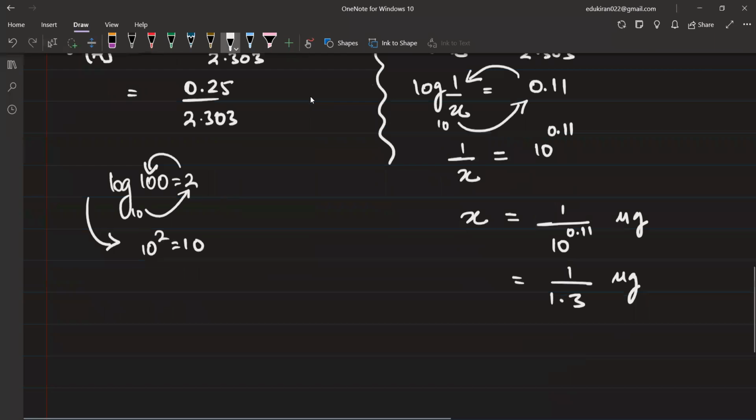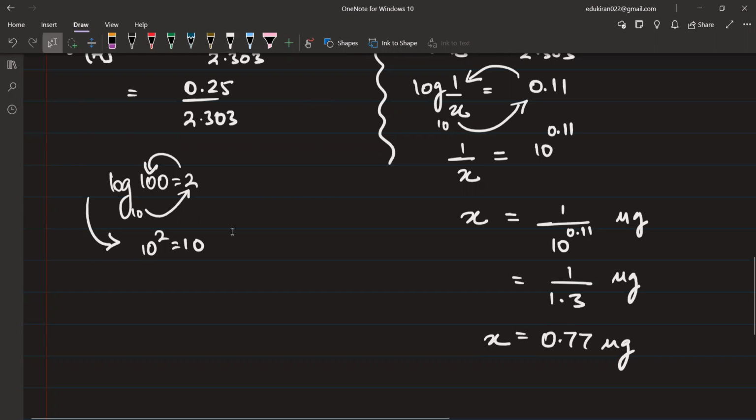Micrograms. And so 10 upon 13 will be what? 0.76. 0.76. So this much micrograms will be remaining in the body. This is for 10 years.